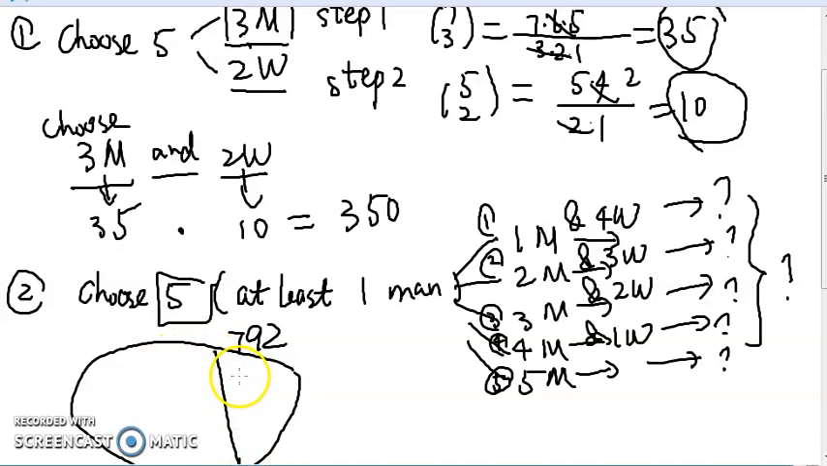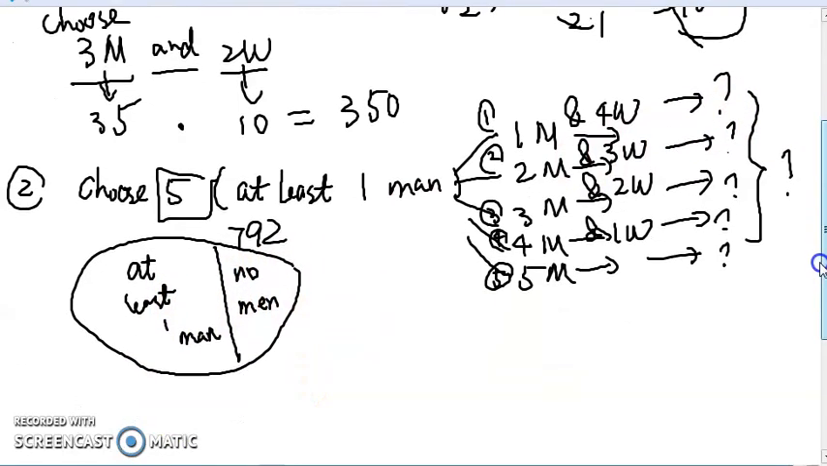But the opposite will be no man. So some of them will contain no man at all. Out of these 792 ways, some of them contain no man, but the rest of them should contain at least 1 man. So they are opposites of each other: no man, at least 1 man.